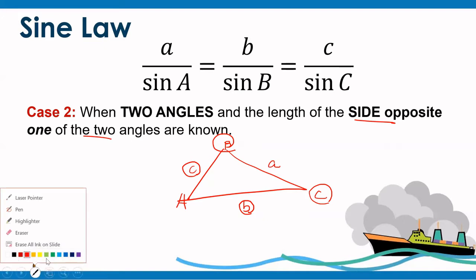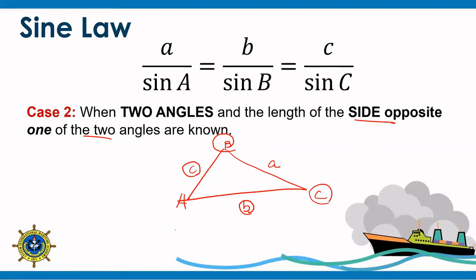Okay, so let's have another example here. Let's just say, kunwari given ka ng angle A and meron kang angle B. Dapat ang given na side natin, it's either side A or side B, kasi itong side A is opposite sa angle A and itong side B is opposite sa angle B. Ganun po yung pagkuha natin, paggamit natin ng sine law.